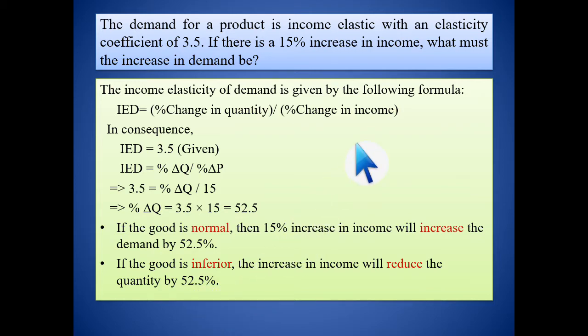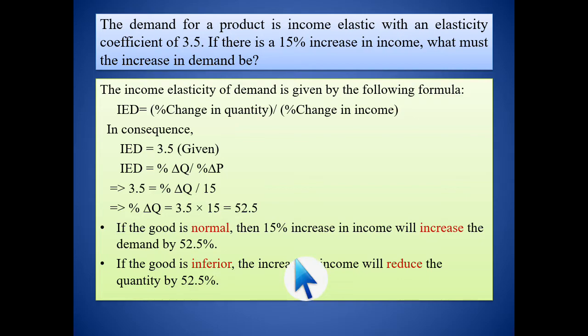But if the good is an inferior good, the increase in income will reduce the quantity by 52.5%. Getting the answer? See, if it is a normal good, when income increases, our consumption will increase, so it will increase the demand. But if it is an inferior good, when our income increases, why would we go for consuming that inferior good? We will shift to a normal good, so it will be a reduction by 52.5%.